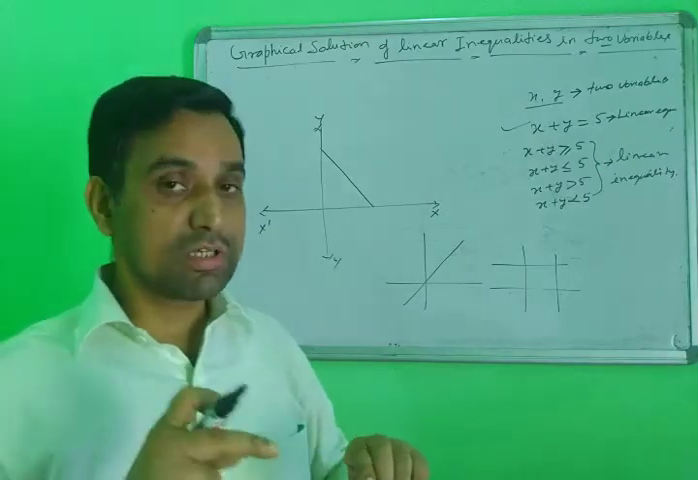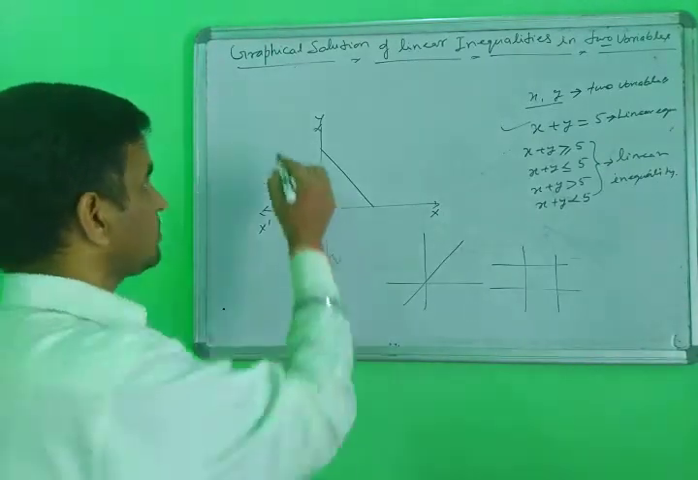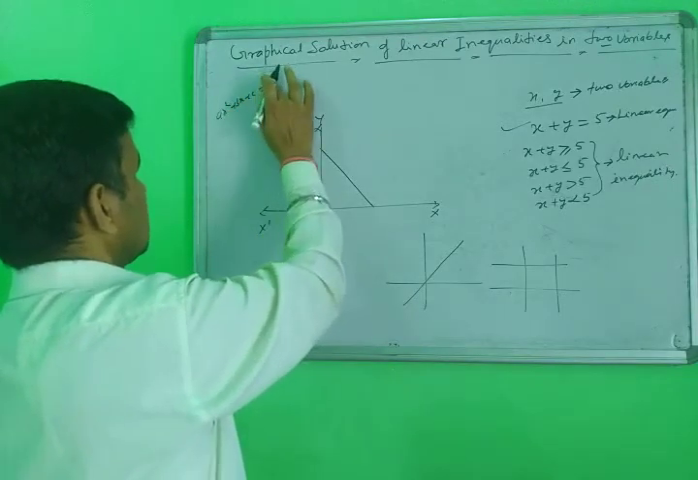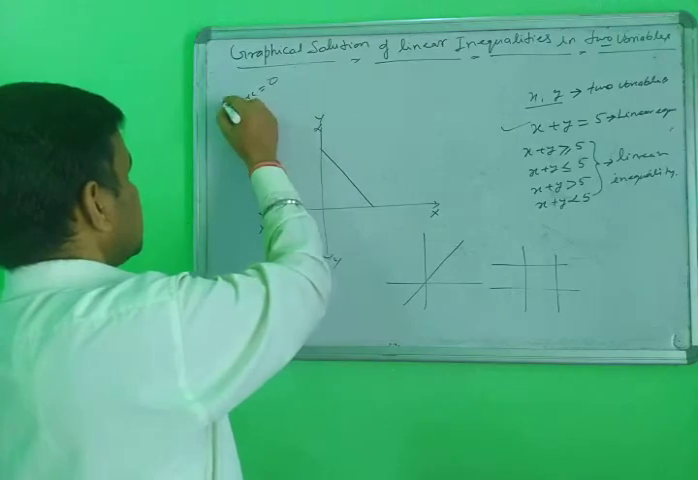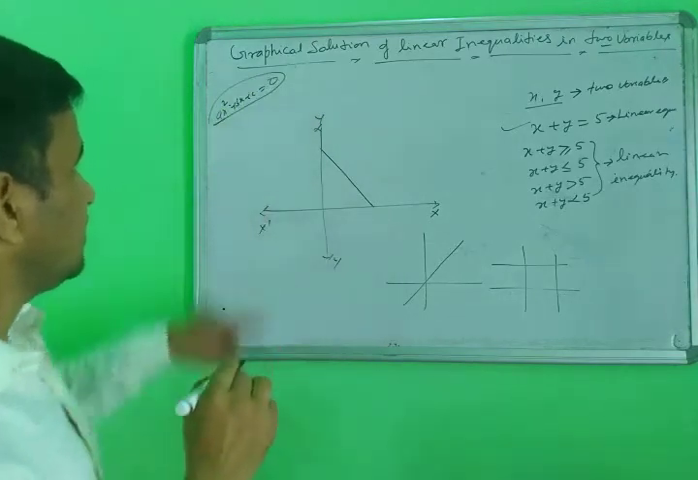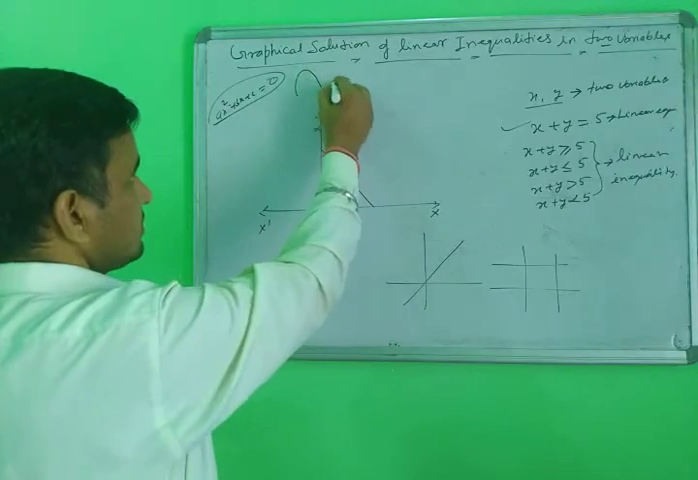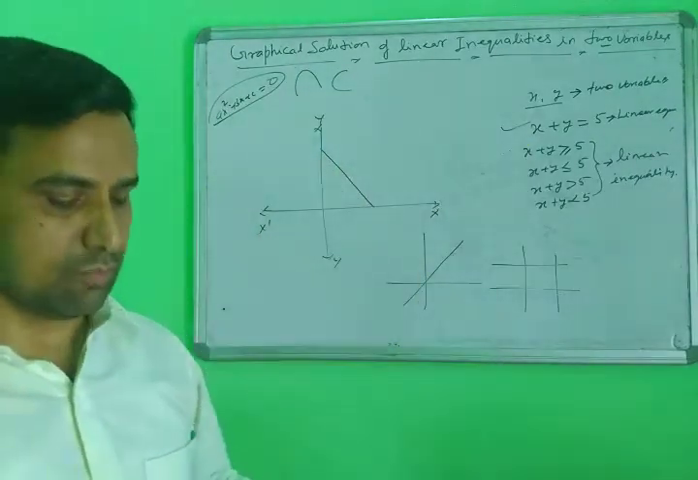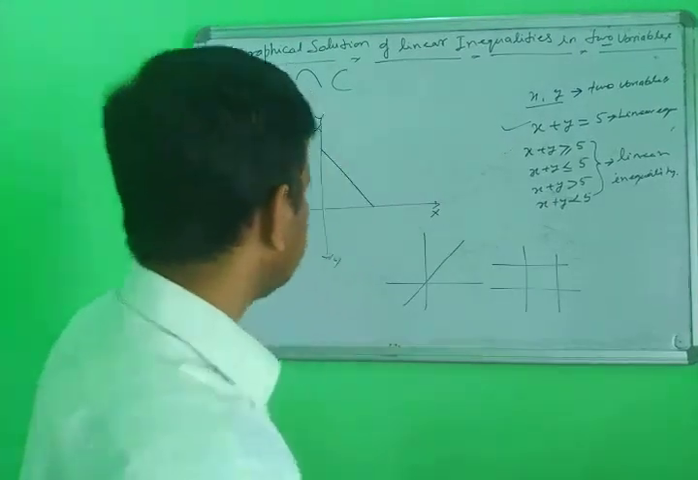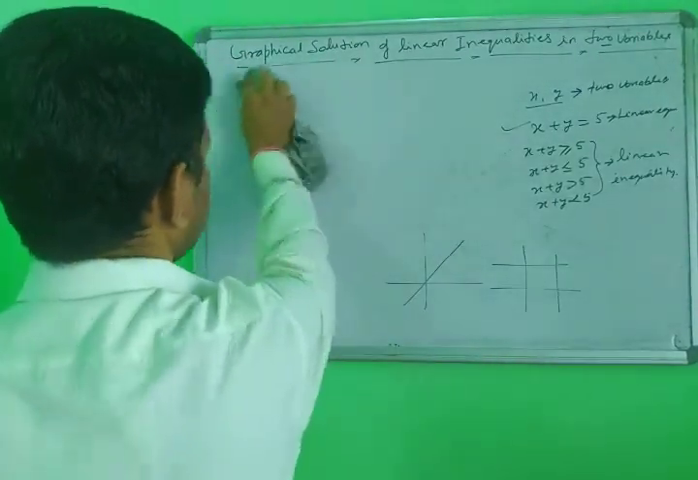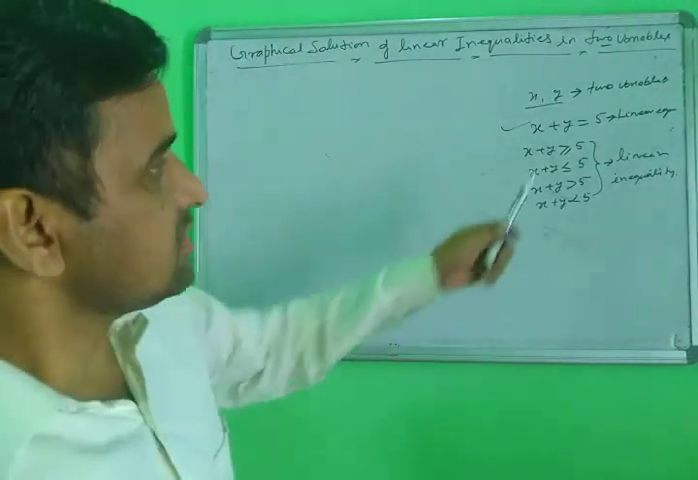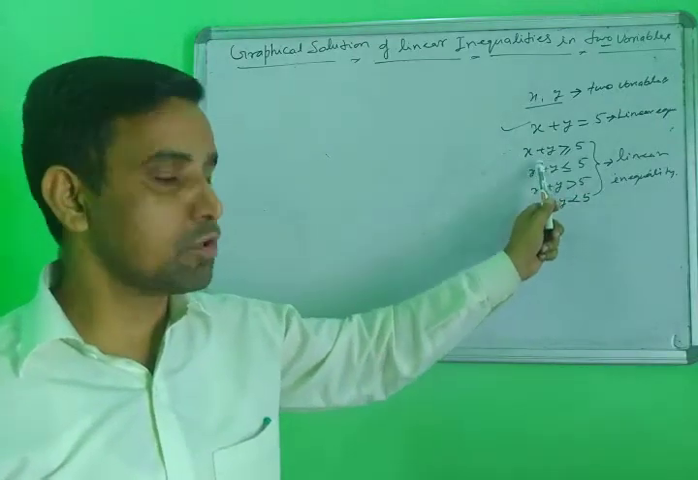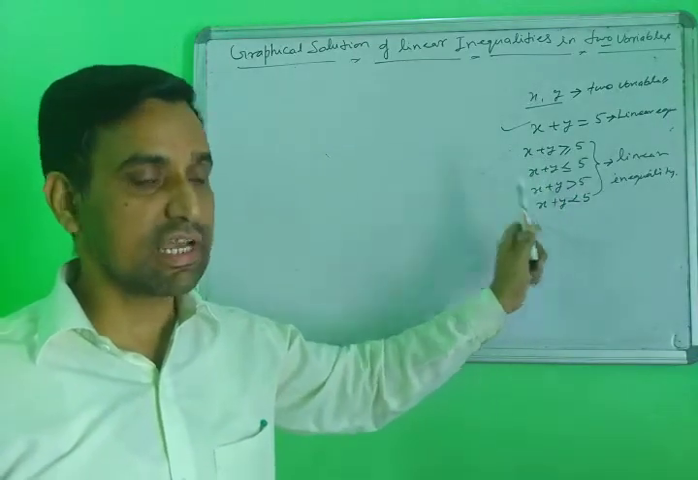But when you draw the graph of a quadratic equation, of the form ax square plus bx plus c equal to 0, the graph always comes in a curve shape. But the linear equation graph always comes in a straight line. The graph of a linear inequality is also a straight line, not a curve.